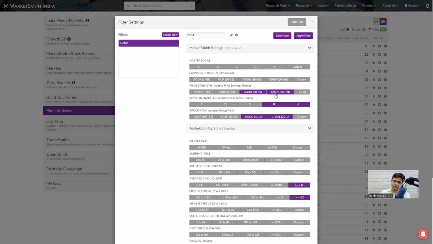So this filter will filter out the top 1,000 stocks for you. These are the best performing stocks in the past 52 weeks, which is a period of 1 year. Then you have buyer demand, the accumulation distribution rating. It is divided into 5 categories: A, B, C, D, E. A and B mean very high institutional demand. A is very high institutional demand. B is decent institutional demand.